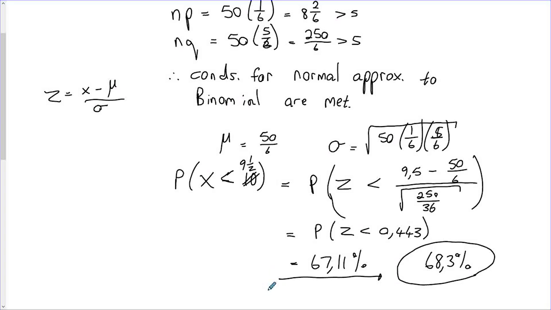For me, the key issues are making sure you know when to use it, and I think that will be fairly obvious, and then making sure that the conditions are met, and then lastly, just making sure that one's got that continuity correction correct.